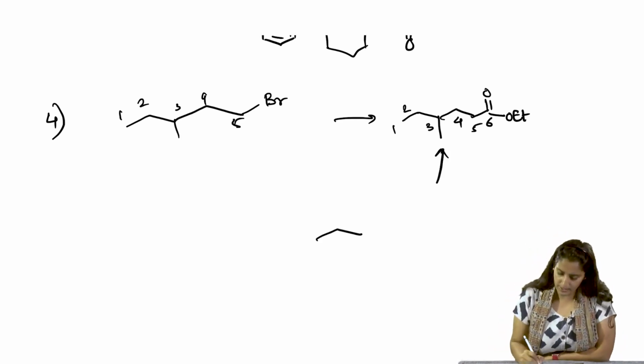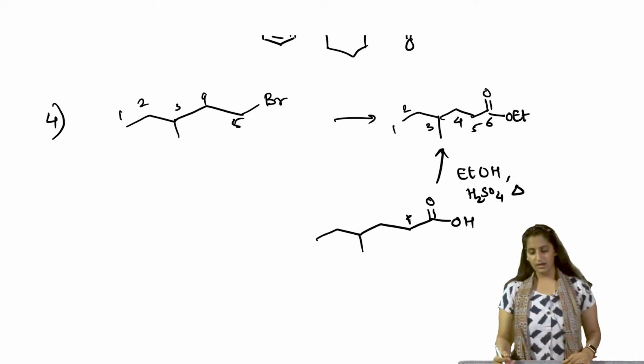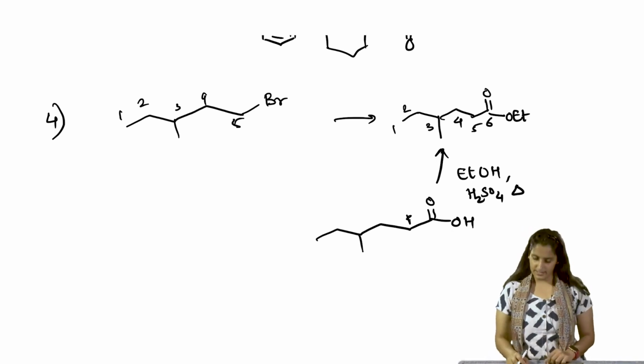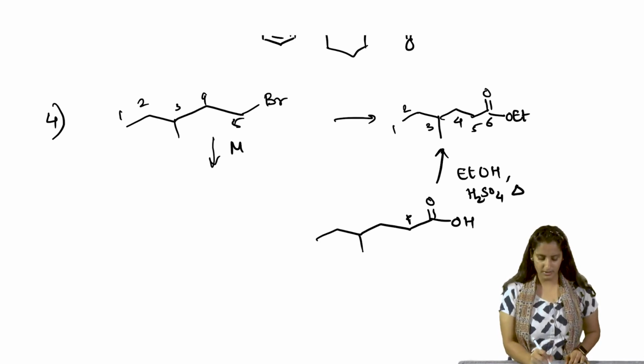So, first we need to form the corresponding acid. In order to get here, I am going to start from this acid and add ethanol and H2SO4 and heat it together to form the ester. Okay. Now, from here to here, as I said, it is very easy. First we form the Grignard.